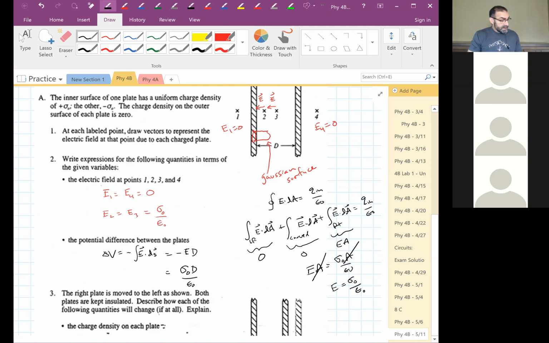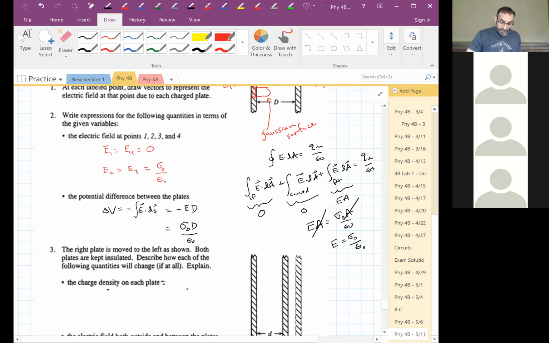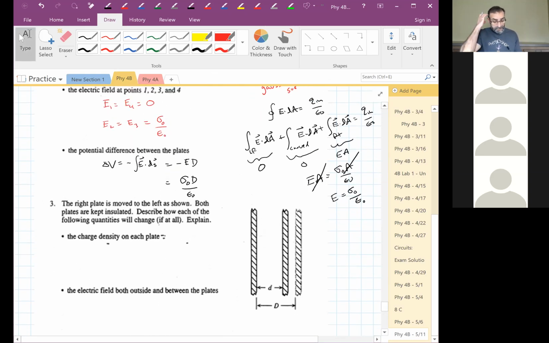Okay, so let's do this. We've got these two plates. They're charged up. They are isolated from one another, no connections between them. And we're taking the one and pushing it closer to the other one. So we're reducing the distance between the plates. The right plate is moved to the left, closer to the left plate. They are insulated, isolated.